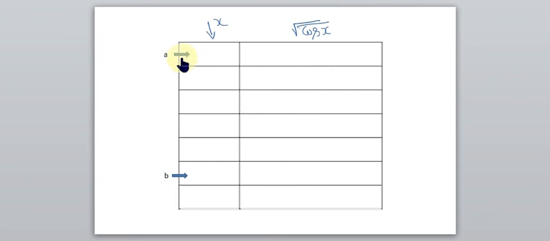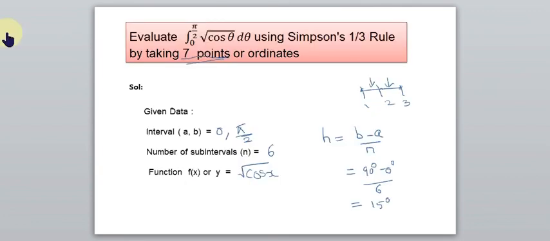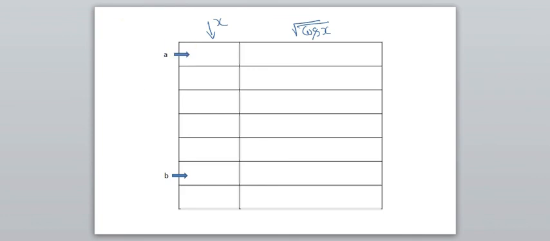Now the initial or starting value is the lower limit of the integral, which is 0, and the upper limit of the integral is 90, which is b. So this a value is 0 and this is 90 degrees. As we know, the step size is 15. Continuously add this step size h: 15 plus 15 is 30, 30 plus 15 is 45 degrees, next 60, next 75, and 75 plus 15 gives the last point, the upper limit of the integral, which is 90.